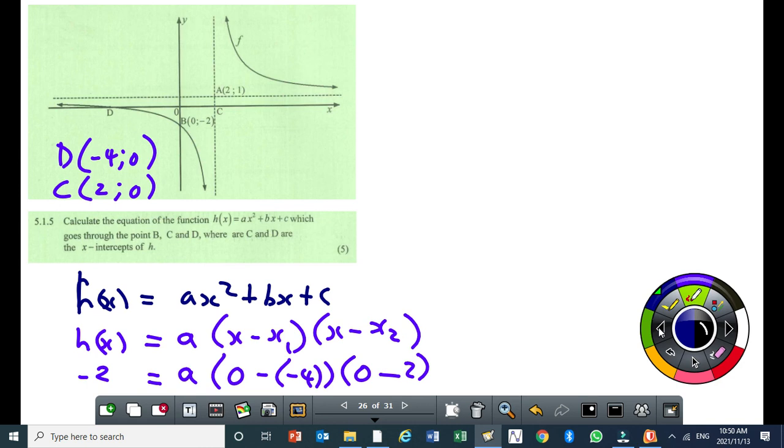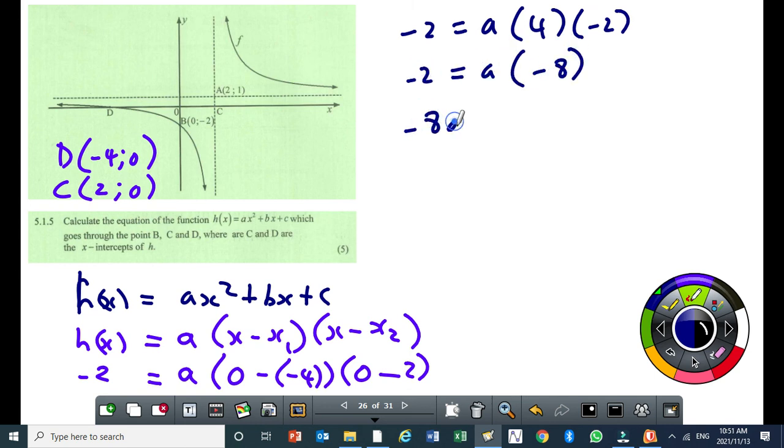So then this becomes minus 2 equal to a times 4 times minus 2. So you get minus 2 equals a times minus 8, which is the same as minus 8a equals minus 2. So a is going to be a quarter. They say determine the equation. So now I need to substitute that a here. I can put it here. Then where there is x1, I'll put back my minus 4. Where there is x2, I'll put the 2. Where there is x and h of x, I won't put any value.